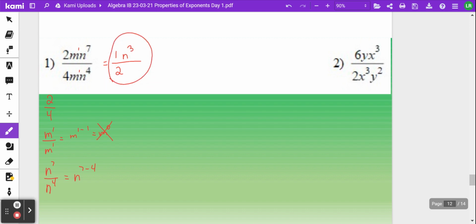I will tell you in the book, typically they don't write the 1 on top. It would just be n to the third over 2 is the way it would look. These are the same answer, though. There's no difference between them. Now, let's look at number 2. Let's break it into its parts.